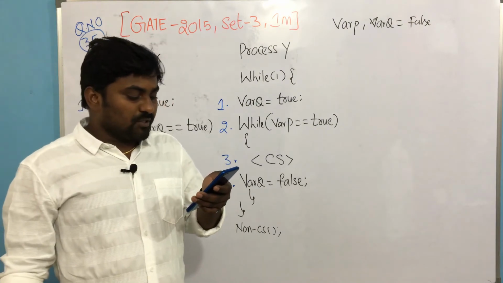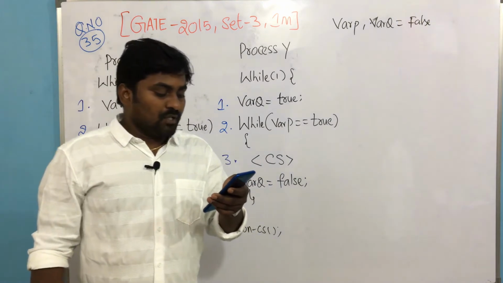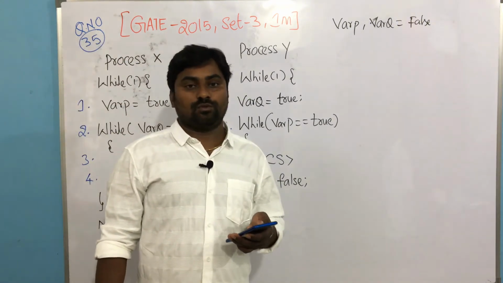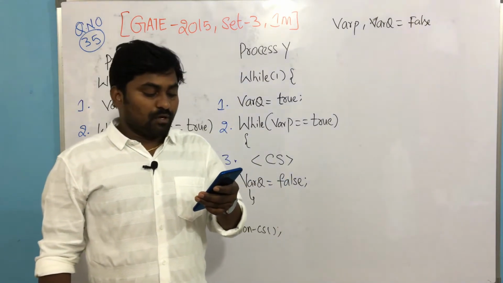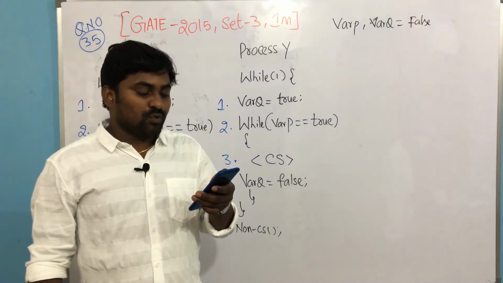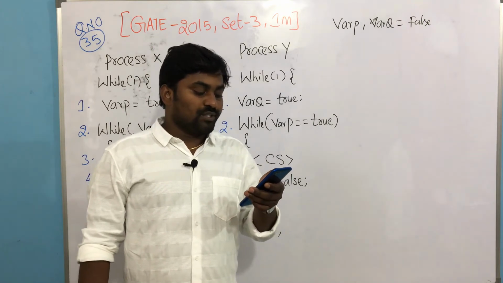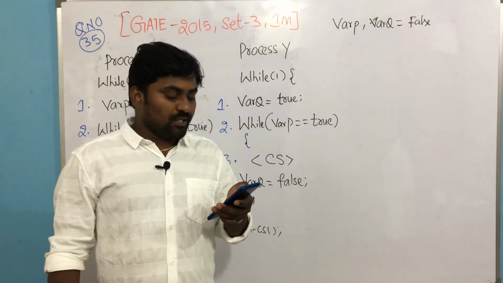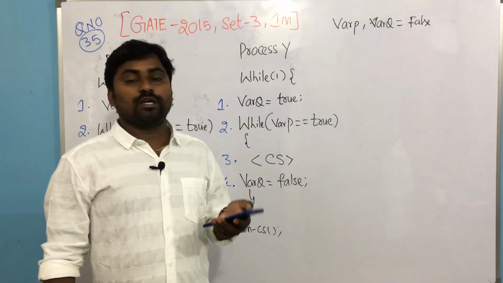Which of the following statements is correct? Option A. The proposed solution prevents the deadlock but fails to guarantee the mutual exclusion. Option B. Proposed solution guarantees mutual exclusion but fails to prevent the deadlock. Option C. Proposed solution guarantees mutual exclusion as well as preventing the deadlock. Option D. Proposed solution fails to prevent the deadlock and fails to guarantee the mutual exclusion.